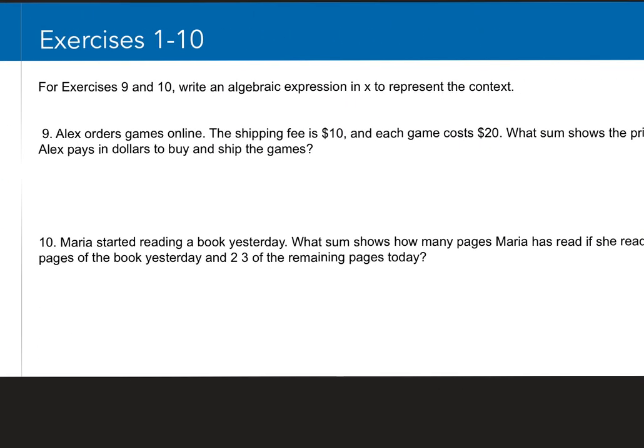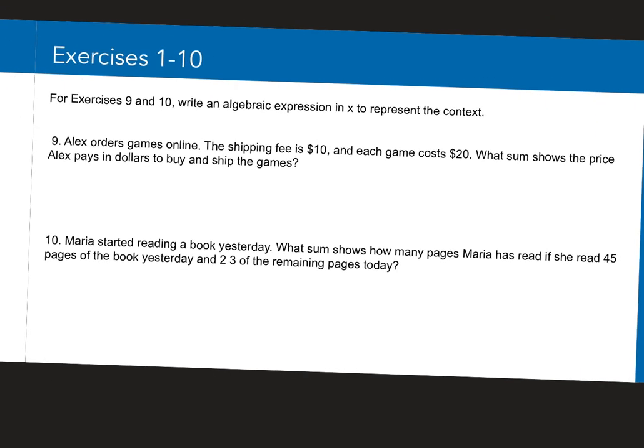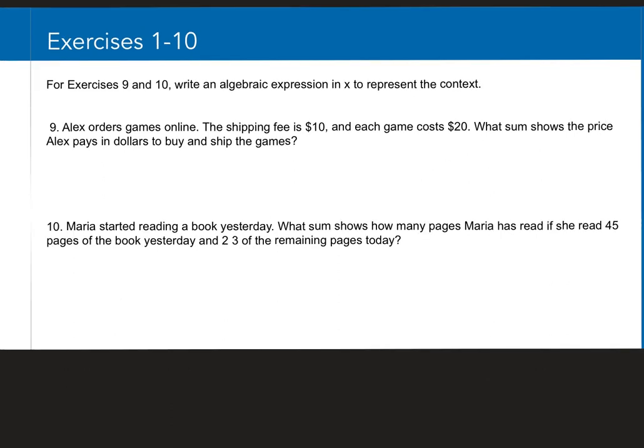All right. Moving on to number 9. So number 9 is a little bit more with it. Again, all we're doing is writing the algebraic expression. We're not evaluating for this one either. Just taking a look here, let's do number 9 together. So we have that Alex orders games online. The shipping fee is $10 and each game costs $20. What sum shows the price Alex pays in dollars to buy and ship the game?